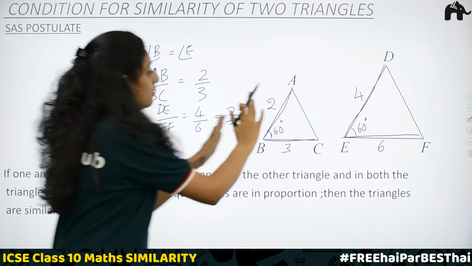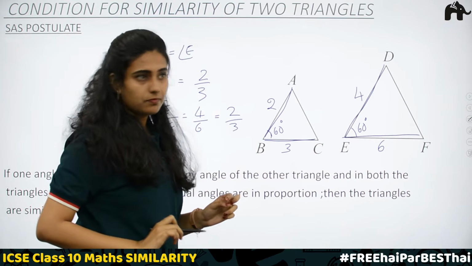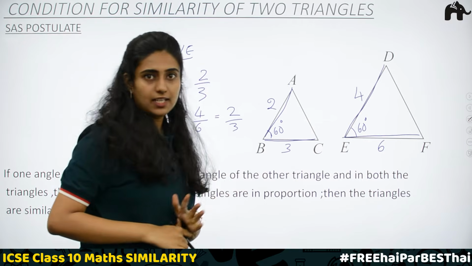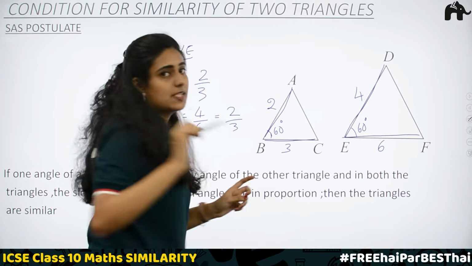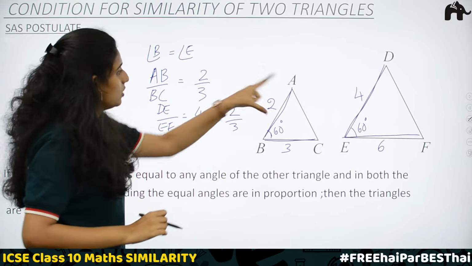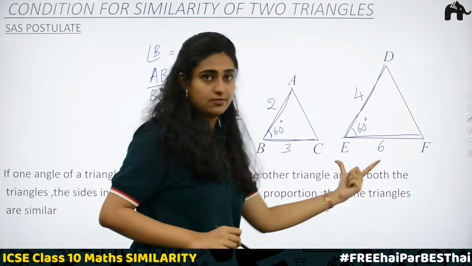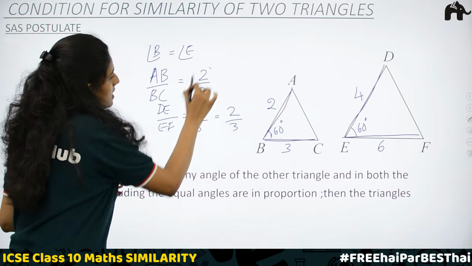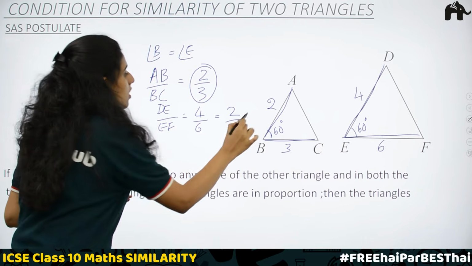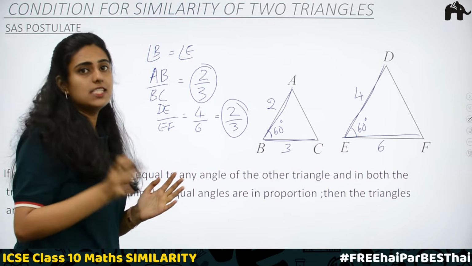Okay. So, when I take these two triangles, we have one angle equal. Here angle B is equal to angle E, and the ratio of corresponding sides. Two sides we have considered. Here when you consider AB and BC, corresponding we have DE and EF. The ratio of their corresponding sides, here we got 2 by 3. Here also we got 2 by 3. In that case, we use the SAS property.